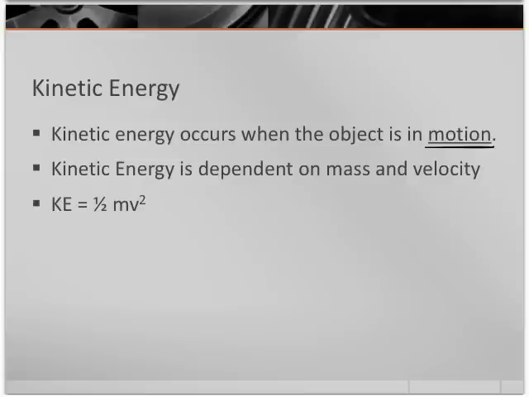Alright, kinetic energy is dependent on the mass, but it's also dependent on the velocity or the speed that the ball is moving at. So a new equation you want to get familiar with is KE, or kinetic energy, is equal to 1/2 times mass times velocity squared. The only thing that's squared is the velocity. The rest of it, the half and the mass, those are just plugged in as is.